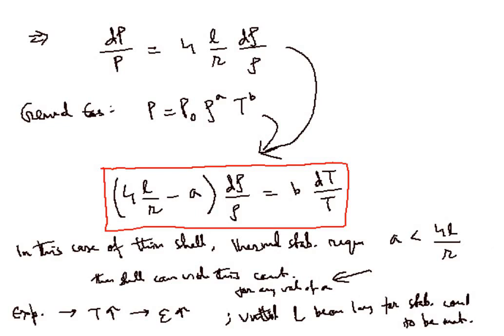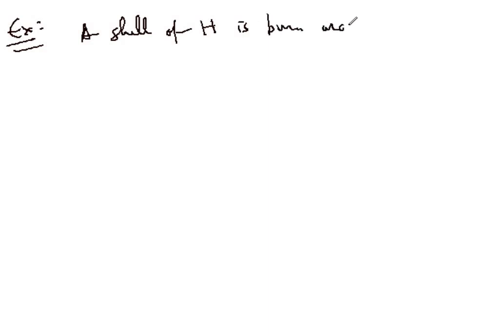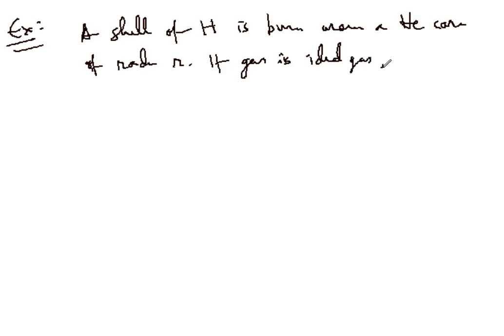So we have discussed two very important instabilities, thermal and thin shell instability. Now let us just consider an example again. Suppose a shell of hydrogen is burning around a helium core, of some radius, say radius R. If the gas is ideal, the question is: is there any minimum outer radius of this shell if hydrogen burning is stable?